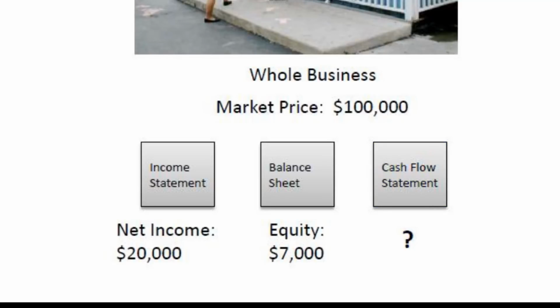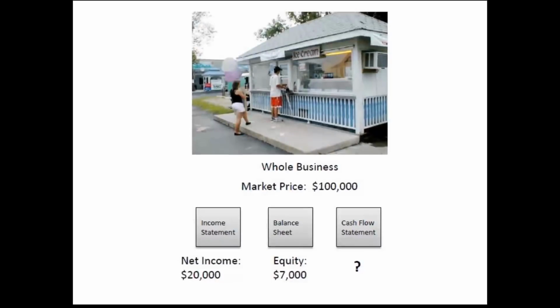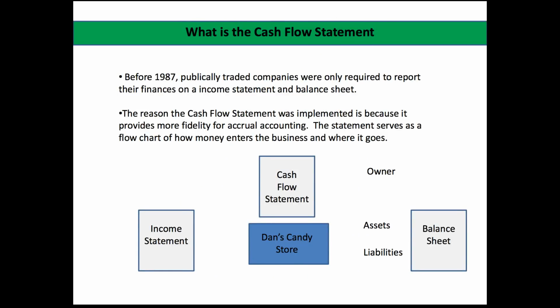And so that's what this lesson is going to do. We're going to go back to the basic understanding of the income statement, the balance sheet, and now we're going to incorporate into that the cash flow statement. Before 1987, a cash flow statement wasn't even required, but in order to provide more fidelity as to what's happening inside of a publicly traded company, a cash flow statement is now required.